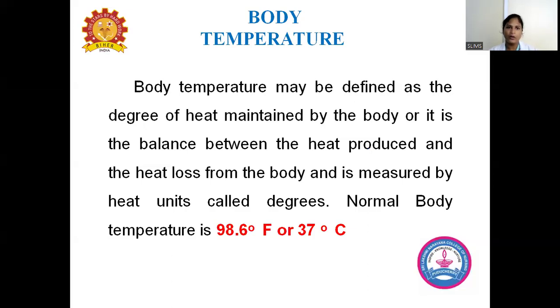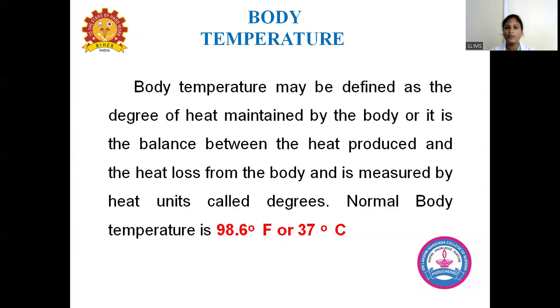And the body temperature. Body temperature may be defined as a degree of heat maintained by the body, or it is the balance between the heat produced and the heat lost from the body, and is measured in heat units called degrees. Body temperature can be measured in Celsius or Fahrenheit. In Celsius, 37 degrees is normal, and in Fahrenheit, it is 98.6 degrees.